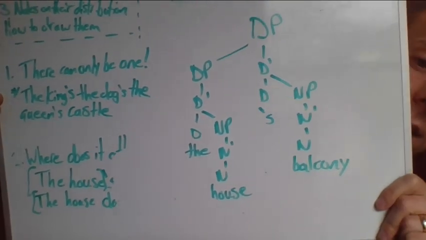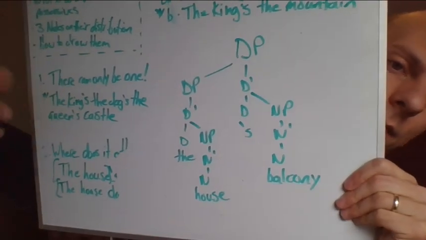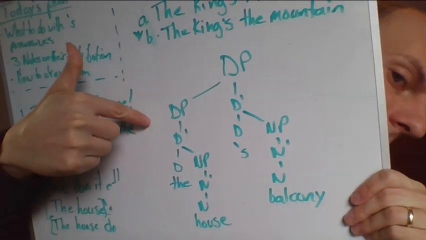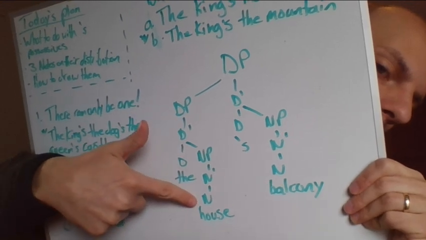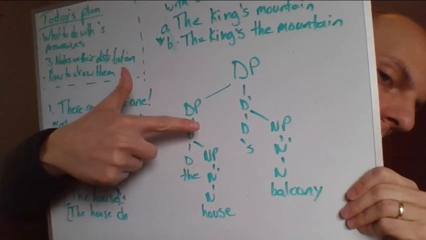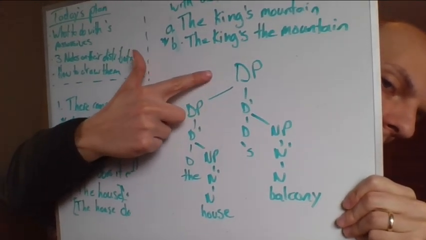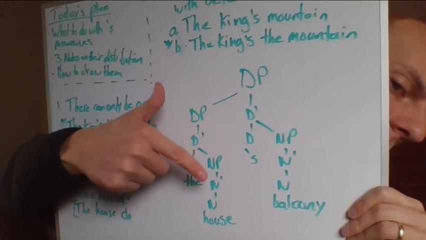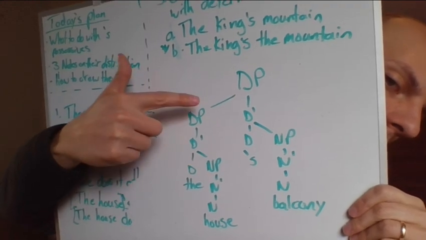The house's balcony. And so what we'll notice about this tree is that this possessor phrase, the house, that's whose balcony it is. That's the possessor phrase, the house, and it is a specifier off of this higher DP. It's the specifier of a higher DP. The house's balcony. This possessor is the specifier.